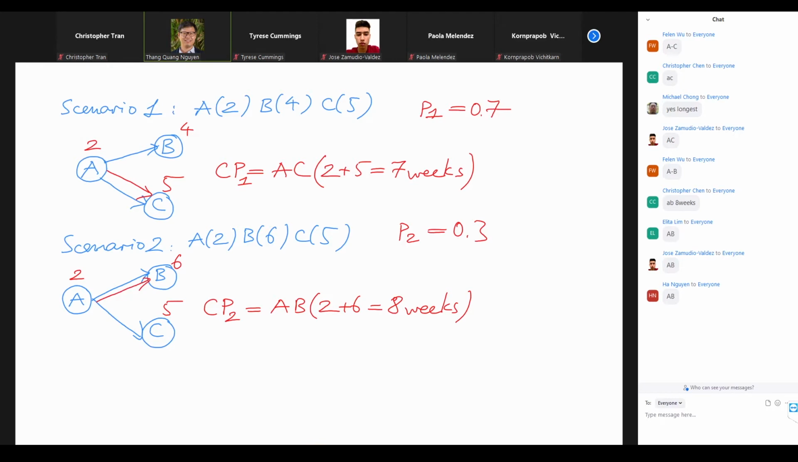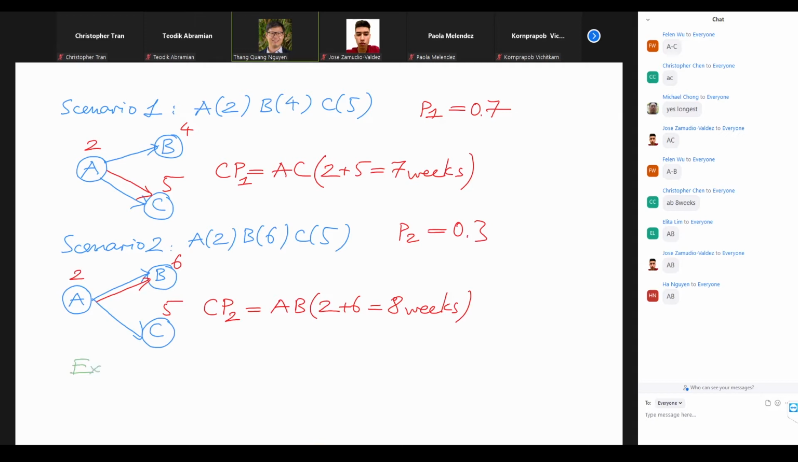Okay, so if the first scenario happens, it takes us 7 weeks to complete the project as earliest. I say earliest because if we delay something, we might delay the project, right? So as earliest, we can complete the project in 7 weeks. In the second scenario, it's going to take us 8 weeks to complete the project. So we need to calculate the average between 7 weeks and 8 weeks, right? And here is how we do it.